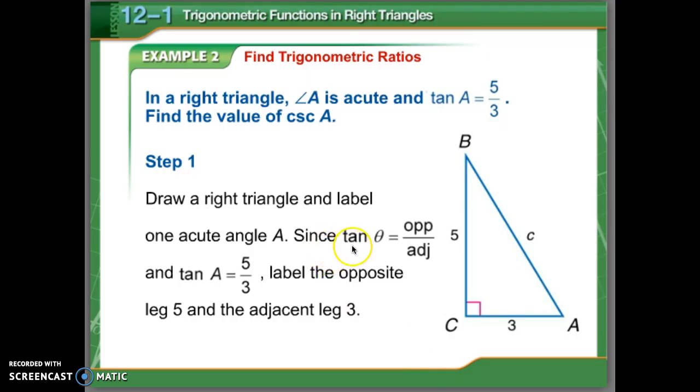Then you know that the tangent of your angle is opposite over adjacent. So that means if they tell you the tangent of A is 5 over 3, the opposite side is 5, so opposite A is 5, and adjacent to A would be 3. So clearly the side that we don't know right now is the longest side that's opposite the right angle, so we don't know the hypotenuse.